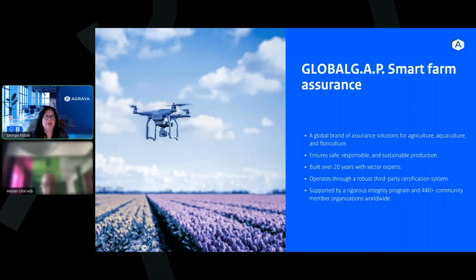We operate through a third-party certification system with accredited certification bodies, and in collaboration with experts from different sectors, we develop solutions to support producers in the primary production. Can you please proceed in the slides?